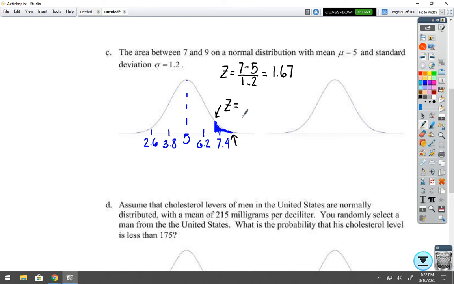Then let's do our right-hand side Z value. We're going to take the other value, and the other value was 9. We're going to subtract the 5. We're going to divide by 1.2. And when we're done, we're going to get 3.33.